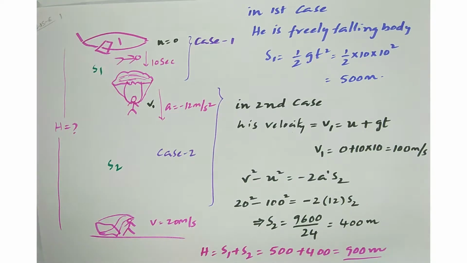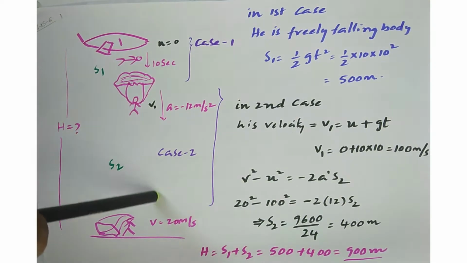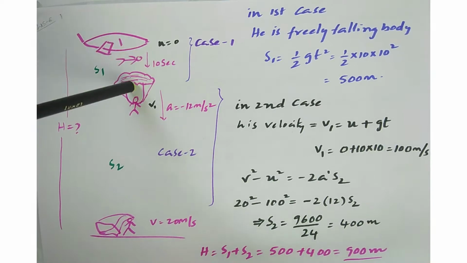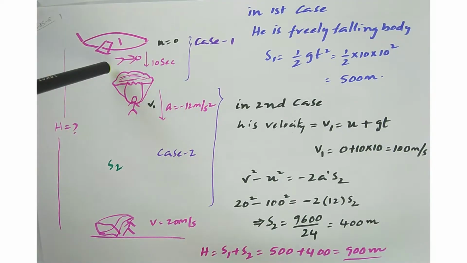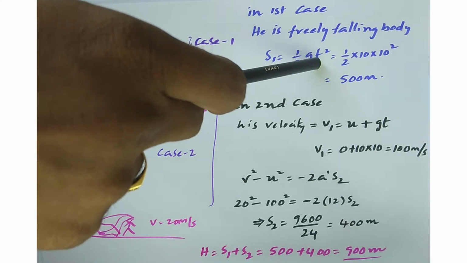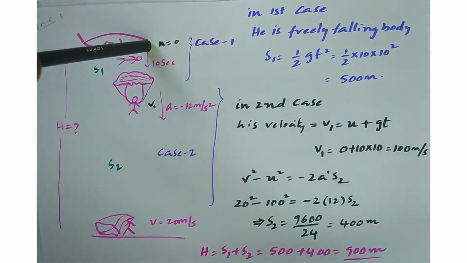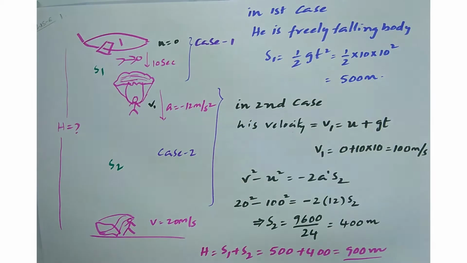For this, we have to solve this problem in two cases. In case 1, before the parachute opens. Case 2, after the parachute is opened. Before the parachute opens, he acts like a freely falling body. So if I take it as S1 equal to half g t square, that is equal to half into g, means 10, in the problem it is given, into t, means he traveled for 10 seconds. This is also given, 10 square, that is equal to 500 meters.